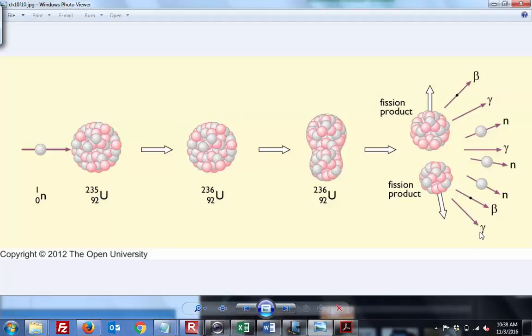So we talked about the different products. We talked about the fact that gamma radiation is an electron, or sorry, is a photon. Beta particles are high-moving electrons, and then here are your neutrons. So the neutrons themselves become the bullets, if you will, to destabilize additional uranium nuclei, et cetera, et cetera. You get enough of them in one place, and you get a boomy.